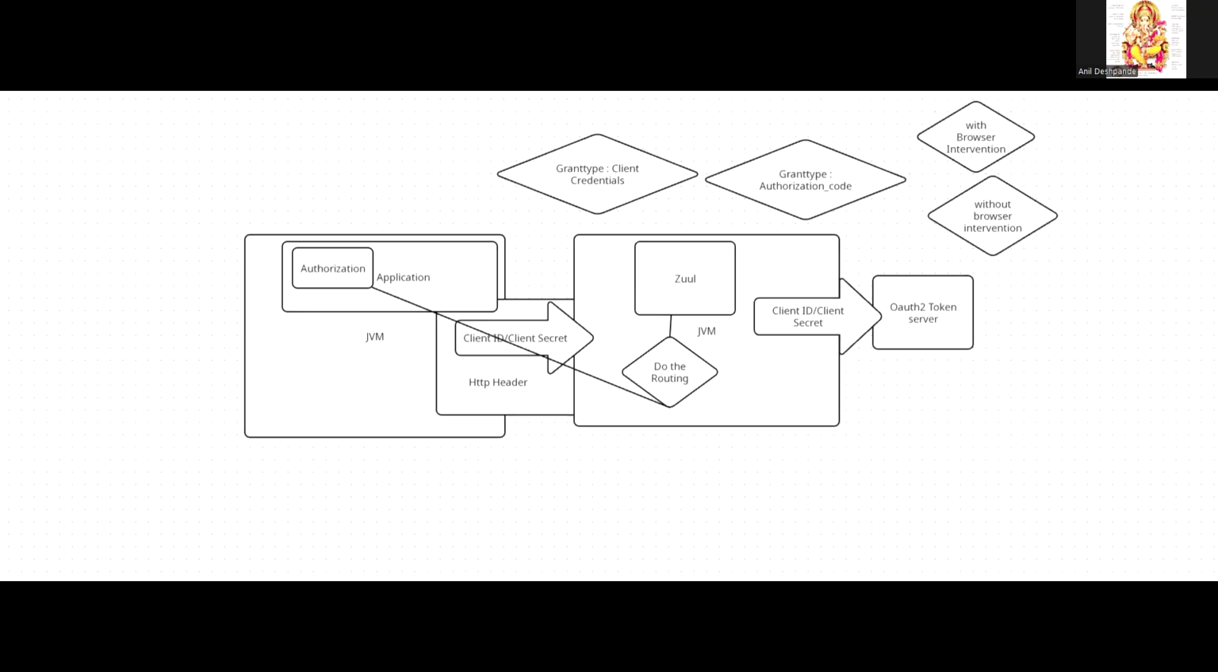So yesterday, in the previous episode, we talked about Zuul being the agent for taking the client ID and client secret and passing it to our token server. Now, there is something as authorization also, right? So the authorization server will pass you an authorization code, and then you also take that code and get to our token server. So that is when the grant type is authorization code.